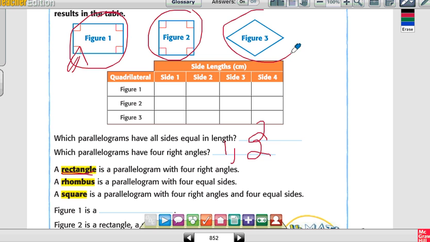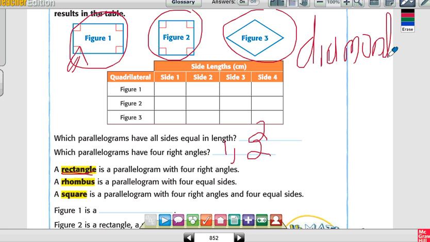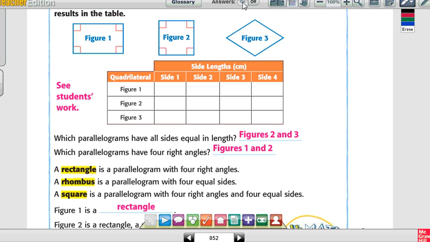And this one, you can say, oh, Miss Pertita, that's a diamond. Yeah, you could say that. Okay. But the fancy word is called a rhombus. A rhombus is a parallelogram with 4 equal sides only. Okay. A square is a parallelogram with 4 right angles and 4 equal sides. So, my fault. See, this one kind of looks weird because I didn't think that this one had the same size, but it does.